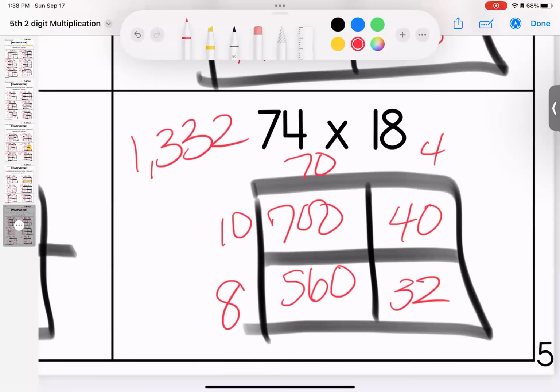1,332. Congratulations, you made it to the last question on the last page. Questions, bring them with you.